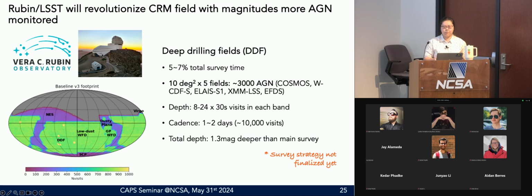So we will have a lot more high quality light curves from LSST compared to previously SDSS-RM. And SDSS-RM already gave us so much new and exciting results. So I really believe that LSST will even push that limit even further.